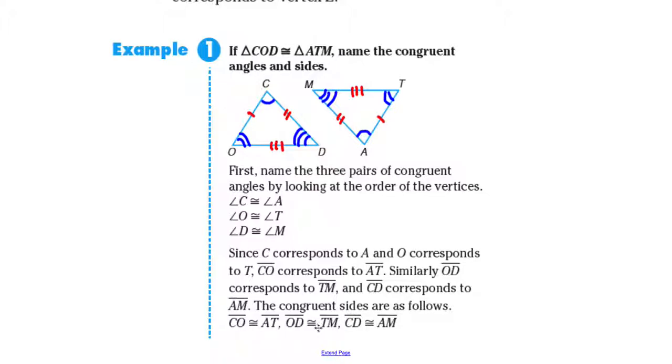Okay, so the congruent sides are as follows. CO is congruent to AT, segment OD is congruent to segment TM, and segment CD is congruent to segment AM. Okay, like we mentioned earlier, the important thing here is before you do anything, you need to find out where the corresponding angles are. After you find your corresponding angles, you can find your corresponding sides and see which angles and sides are congruent. Okay, let's take a look at example number 2.